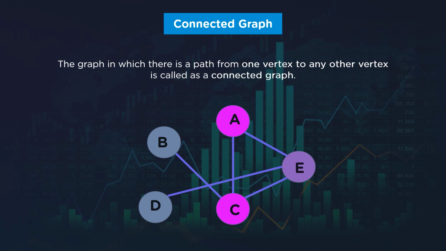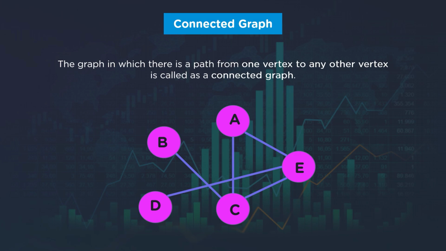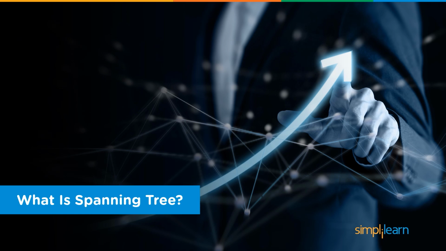In this particular type of graph, you can reach any vertex from any other vertex. For example, you can go to node B or D from node A and arrive back at A from either vertex B or D. Now moving ahead, we will understand what a spanning tree is and how we can create it.